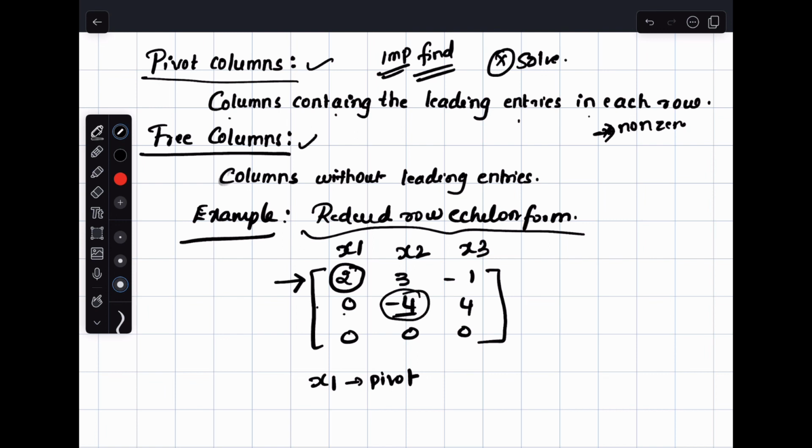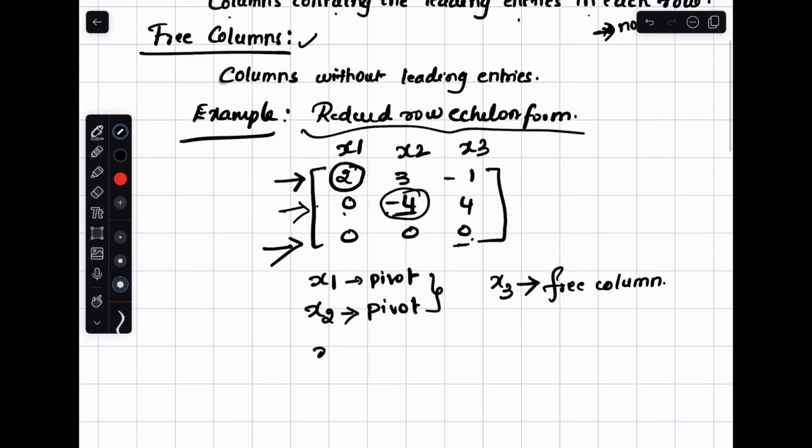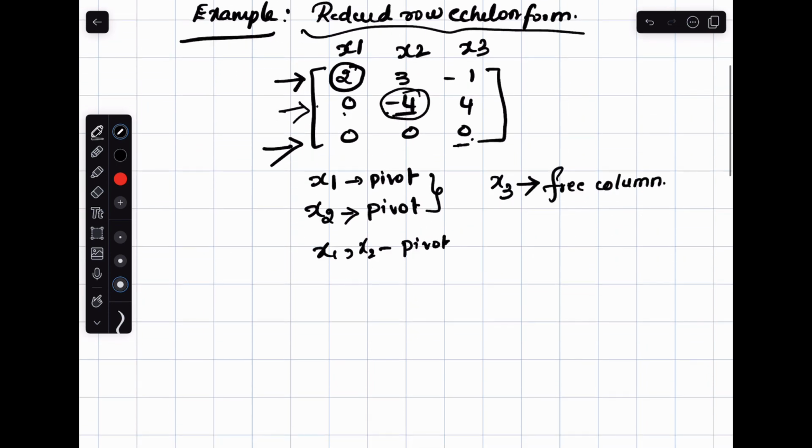Now the second row: the first element is 0, so we have to move to the second one. If it is 0, then move to the second one. So x2 is also a pivot because it is a non-zero element. Go to the third one. The last row is all zeros, so I can say that x3 is the free column. Therefore x1 and x2 are pivot, and x3 is a free column.